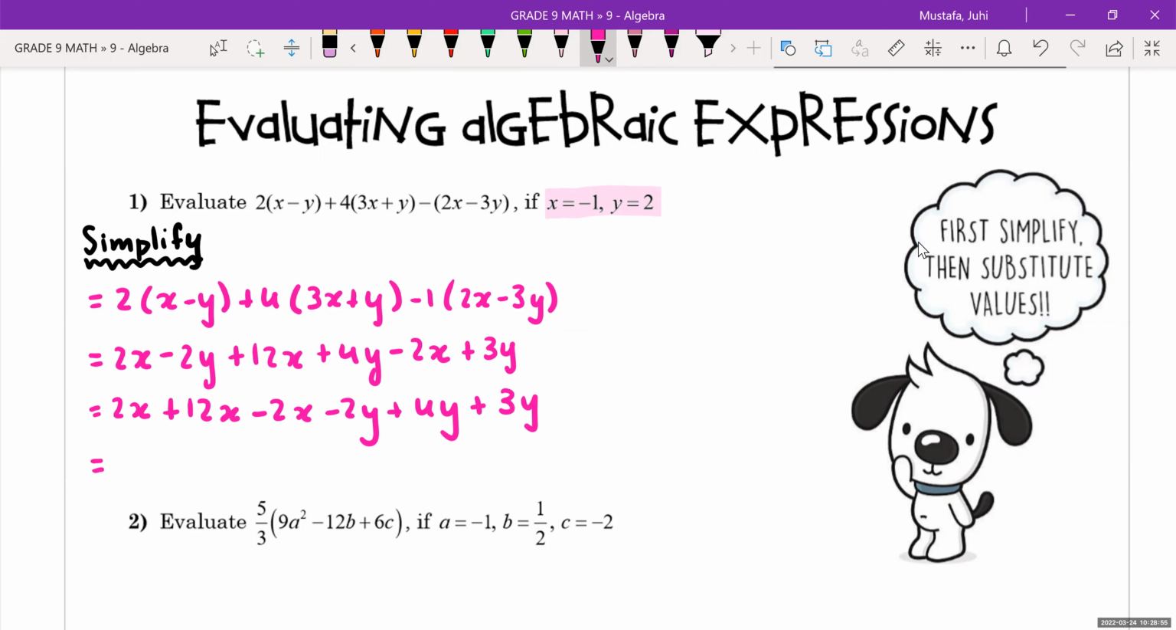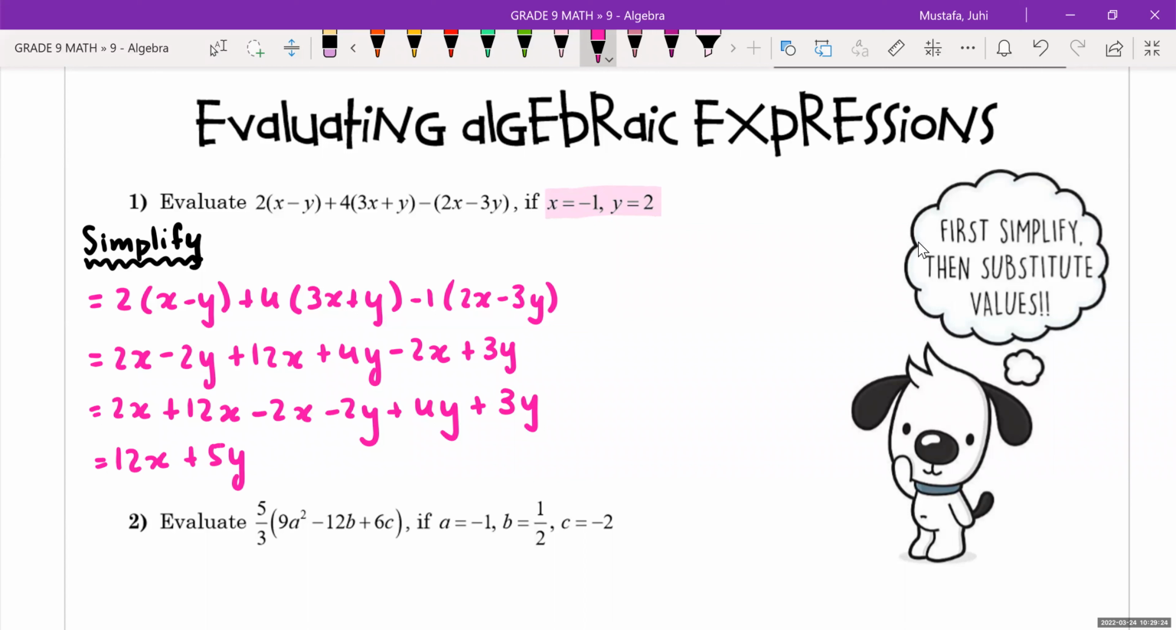What is 2 plus 12? 14 take away 2? Good. So we're going to end up getting a 12x over here. Okay, again, let's do mental math. What's -2 plus 4? +2 plus 3? +5y. So what we've done in this step is now we've simplified the question.